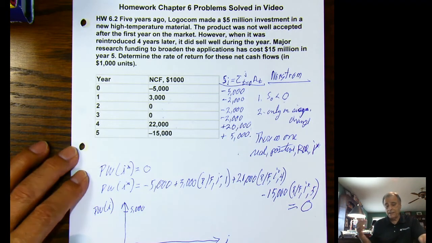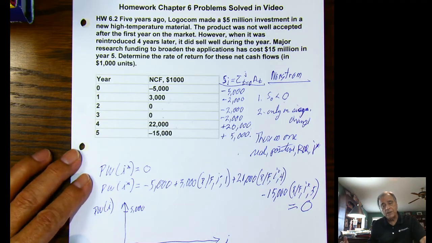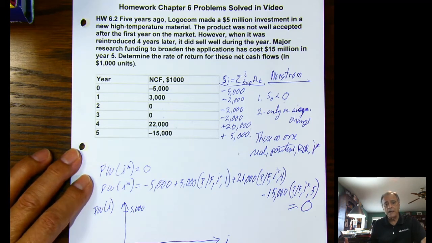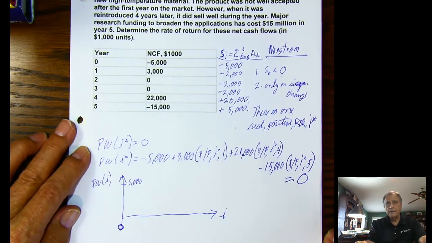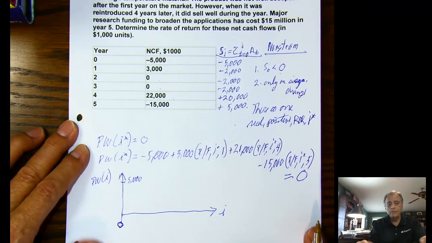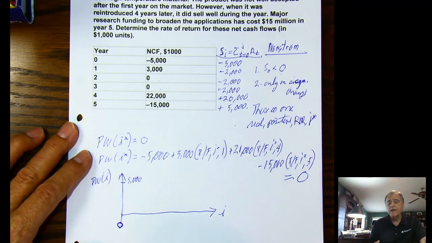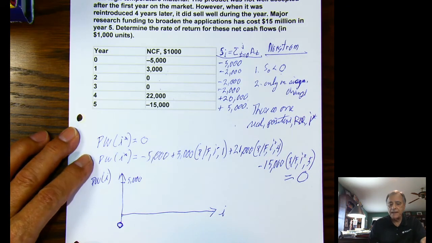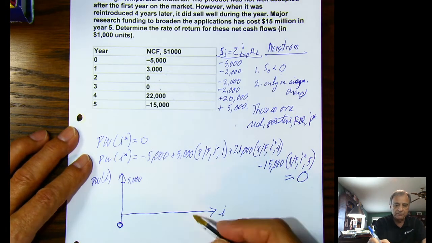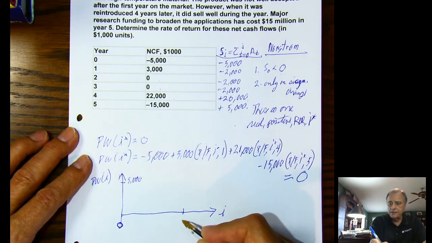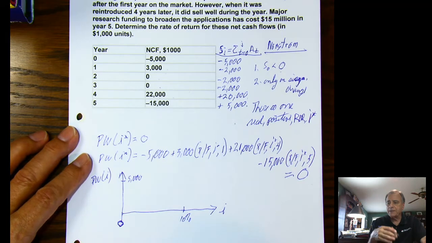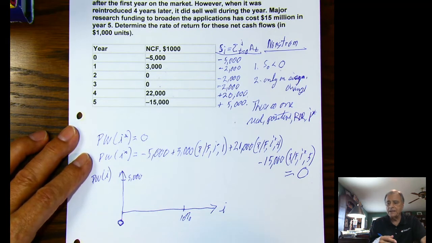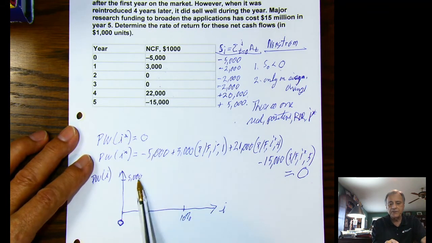And so the next thing I would do if I was solving this by trial and error is I would pick another rate and then find the present worth at that rate. Well, I would go with 10%. So if I look for the present worth at 10%, I'm going to get another value. In fact, it won't be much different from this $5,000.